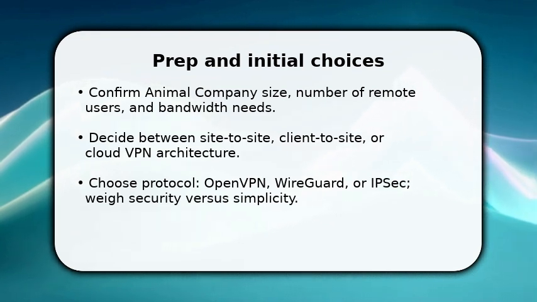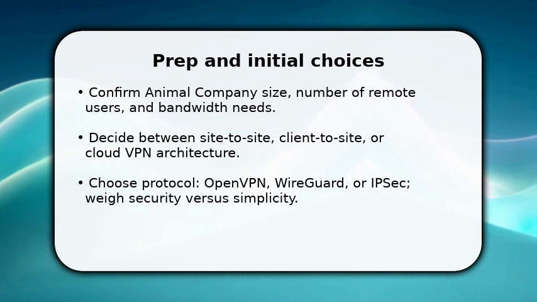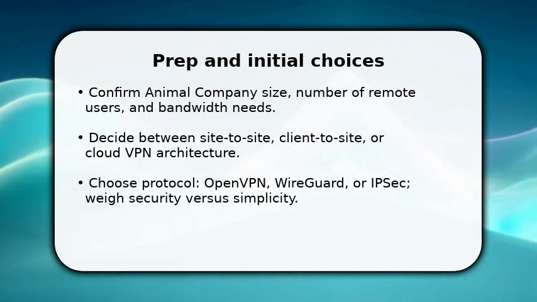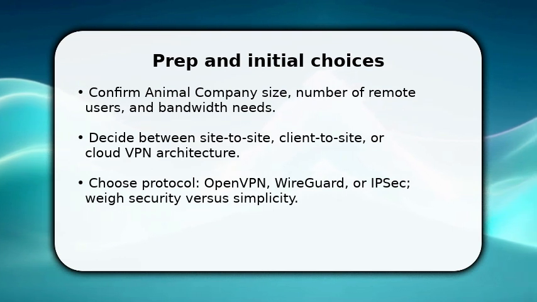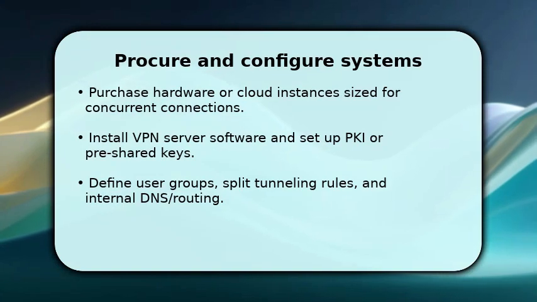Once you pick a protocol, OpenVPN, WireGuard, or IPsec, make the choice based on security, performance, and device support. Otherwise, you'll retry later and waste time. Now procure the server, buy a small appliance, or spin up a cloud instance sized for concurrent users.